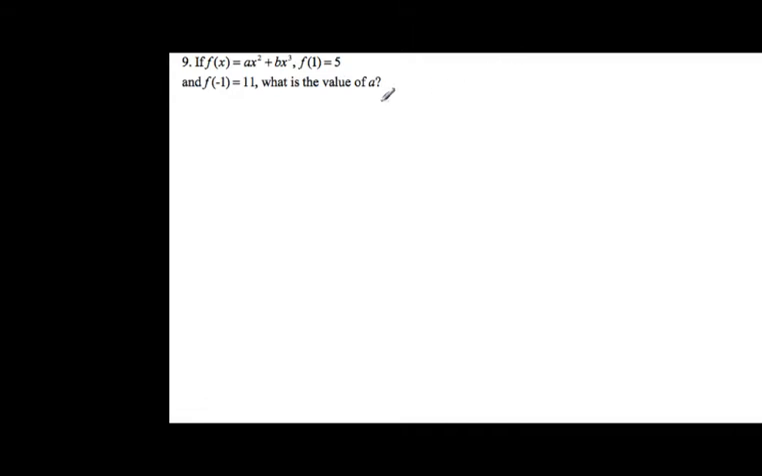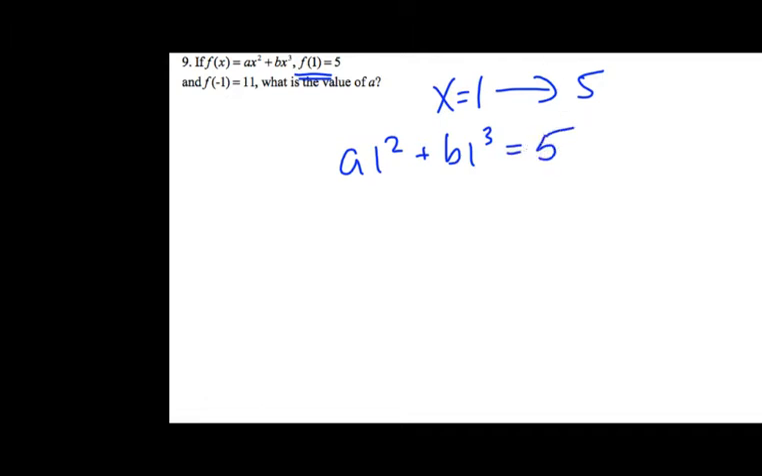f of 1 is 5. So let's start with one thing at a time. Let's start with f of 1 is 5 and see where that gets us. So that means when I plug in x equals 1, I need to get 5. So you have a, 1 squared, plus b, 1 to the 3, and that's going to get us 5. Let's simplify that. You have a times 1 plus b times 1 equals 5, which is just a plus b equals 5.